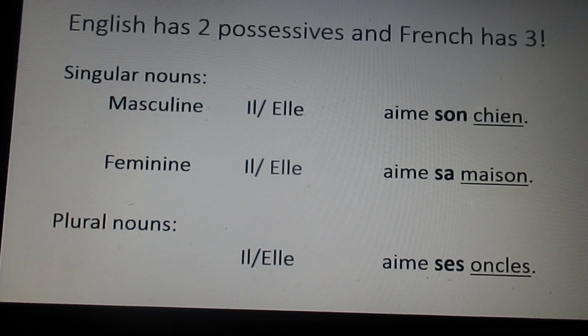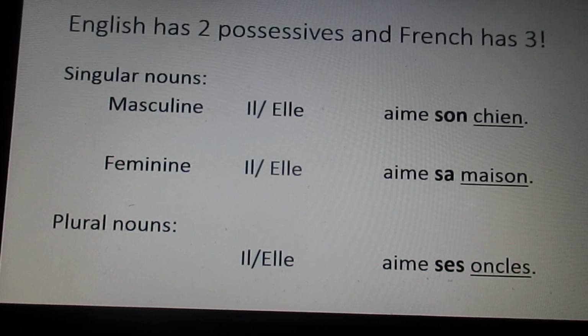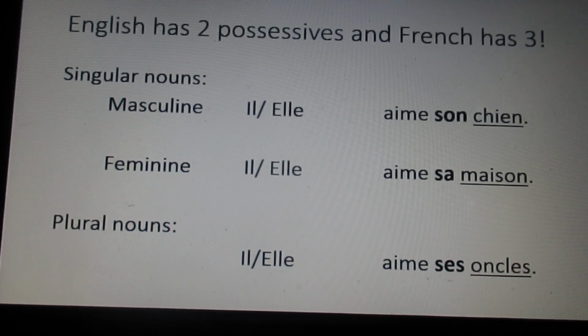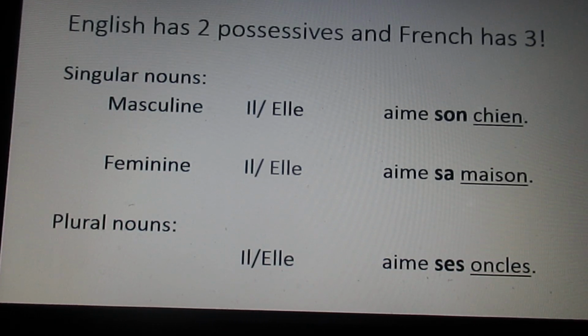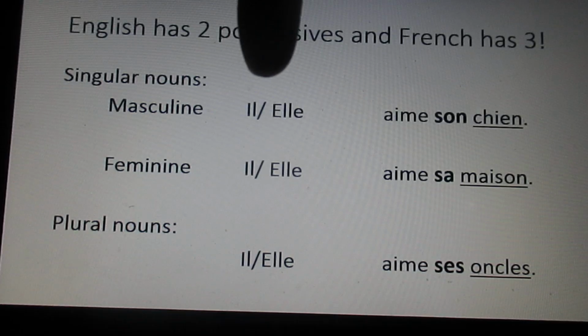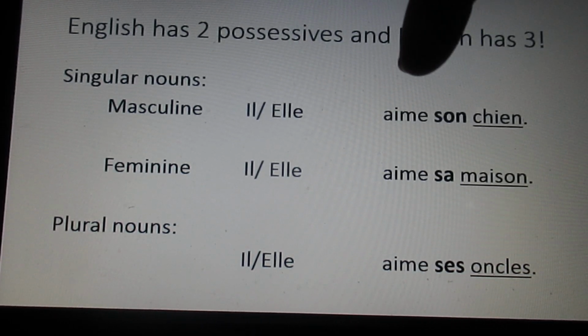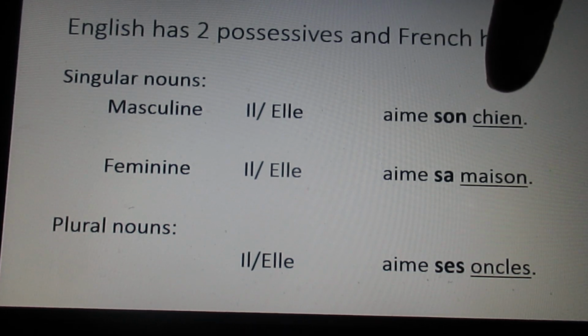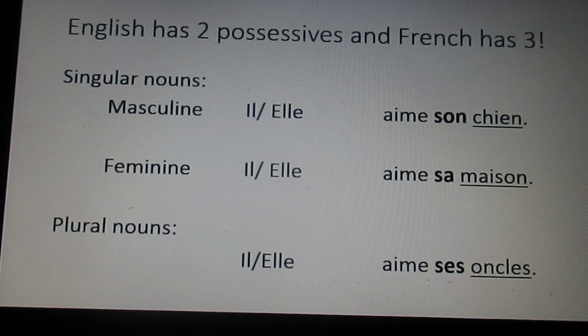So English has two possessives and French has three. Let's look at them. In French, we have two choices for singular nouns. We have masculine and feminine. So the subject isn't going to matter. It can be il ou elle. Aime son chien. So it's the chien that we're looking at. It's masculine and singular. So we're going to use son.